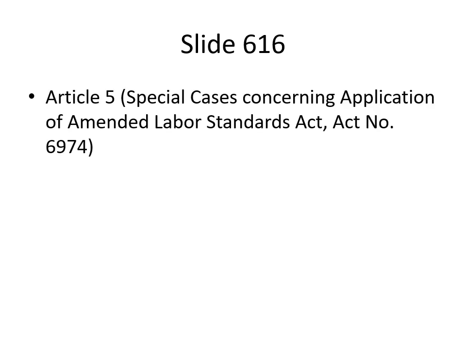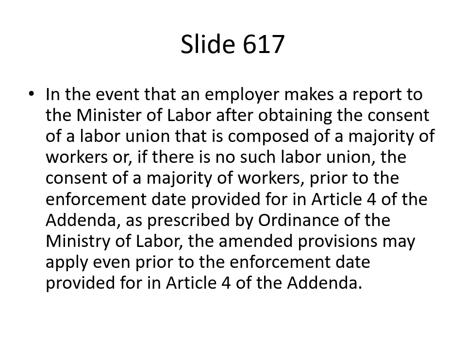Article 5. Special cases concerning application of Amended Labor Standards Act, Act No. 6974. In the event that an employer makes a report to the Minister of Labor after obtaining the consent of a labor union that is composed of a majority of workers or, if there is no such labor union, the consent of a majority of workers, prior to the enforcement date provided for in Article 4 of the Addenda, as prescribed by ordinance of the Ministry of Labor, the amended provisions may apply even prior to the enforcement date provided for in Article 4 of the Addenda.